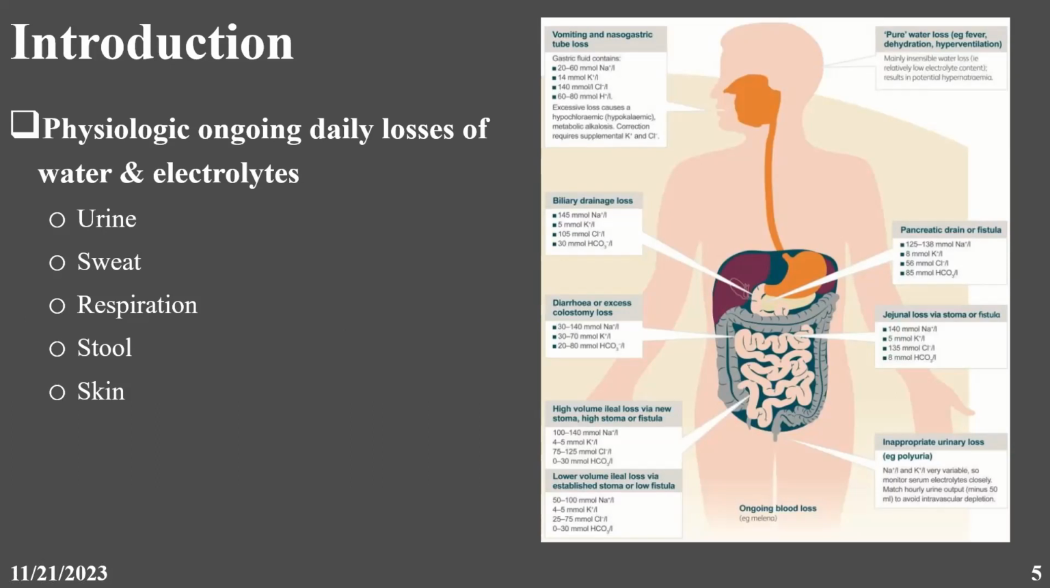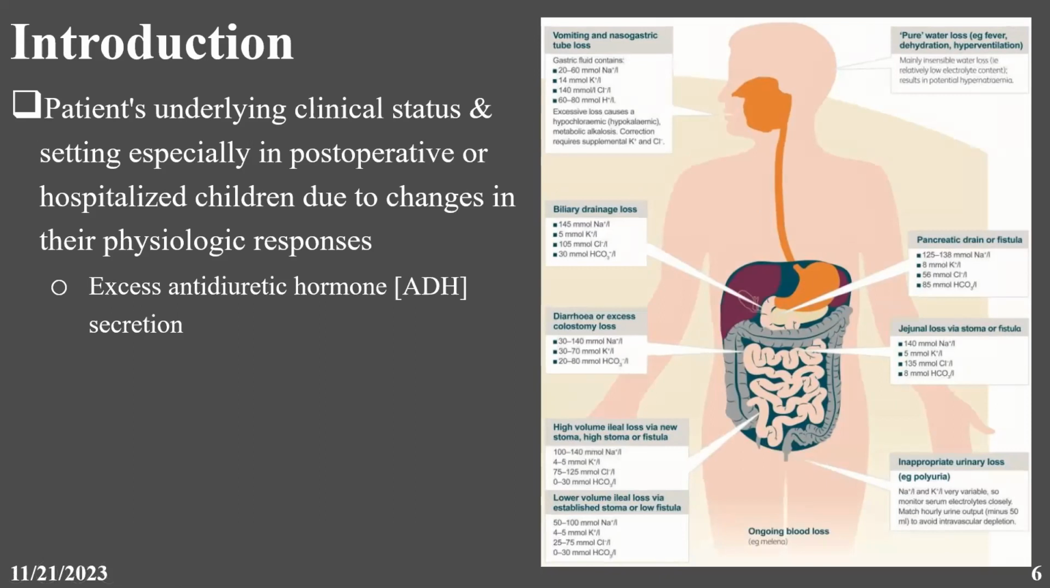The ongoing loss of water and electrolytes can be in the urine, in the sweat, in the respiration, in the stool, from the skin, evaporation, and so on. So these are all insensible losses. Insensible loss means loss that we cannot measure. The patient's clinical status and the setting, such as post-operative, preoperative, and others, will affect the hydration status of the patient.